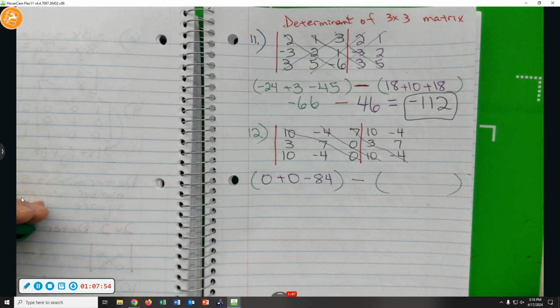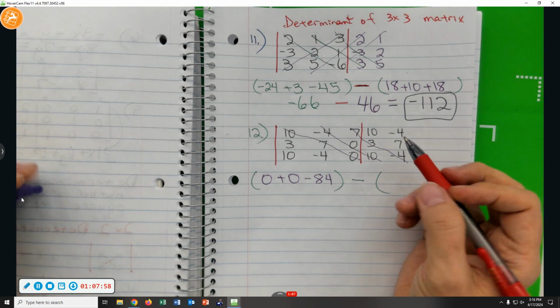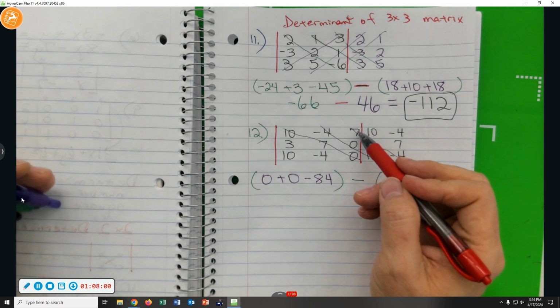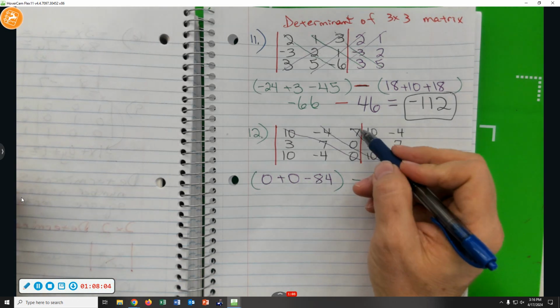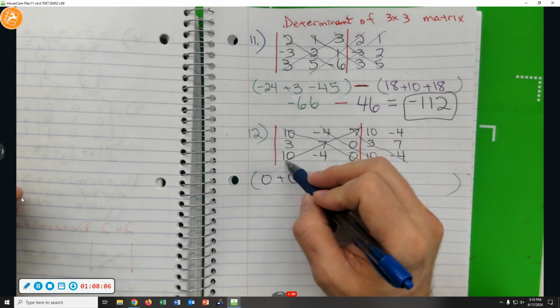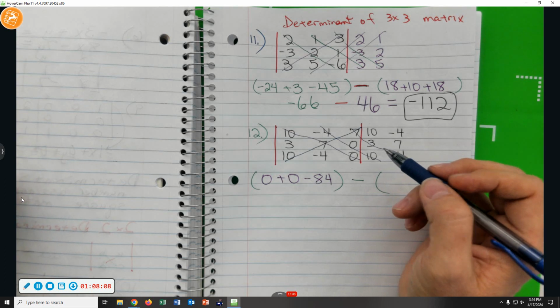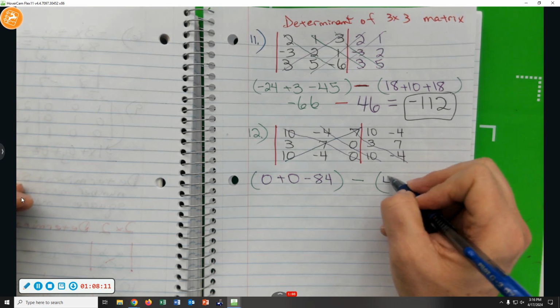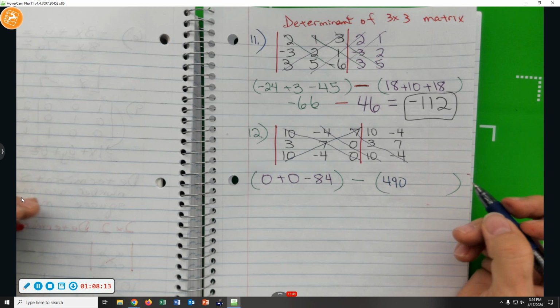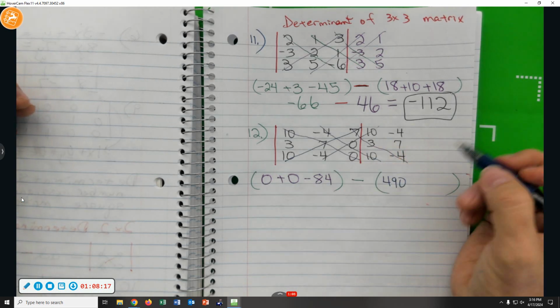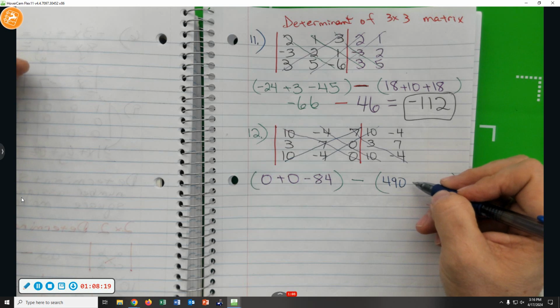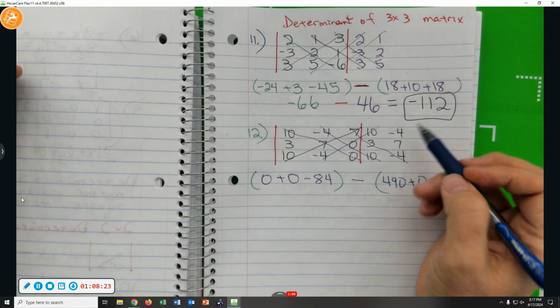If the numbers are really large, you might want to use a calculator. Now we go in the opposite direction. Let's see, how about a blue? Okay, 7 times 7 times 10. 7 times 7 is 49, times 10, 490. But the next two products, these are nice. 10 times 0 times negative 4 is 0. What about the last diagonal?